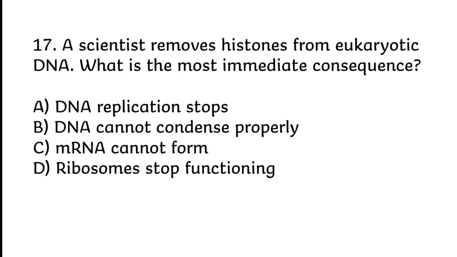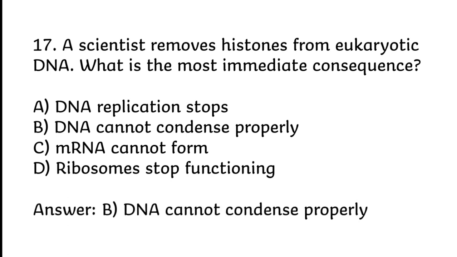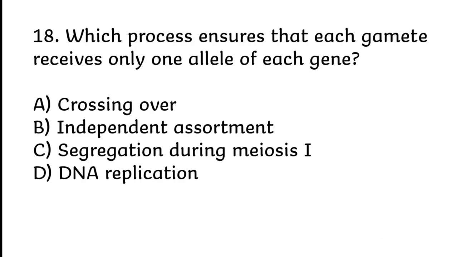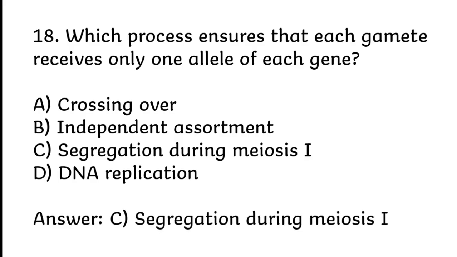A scientist removes histones from eukaryotic DNA. What is the most immediate consequence? Correct answer is DNA cannot condense properly. Which process ensures that each gamete receives only one allele of each gene? Correct answer is segregation during meiosis I.